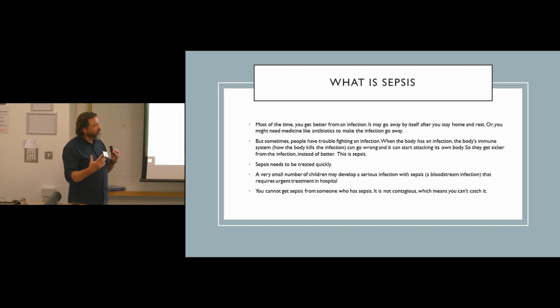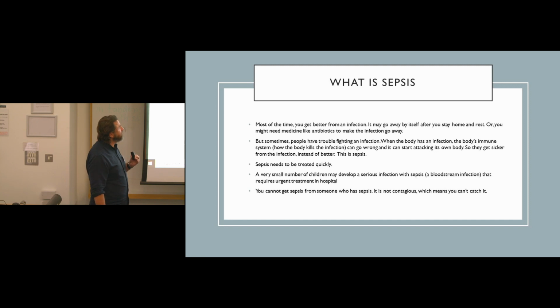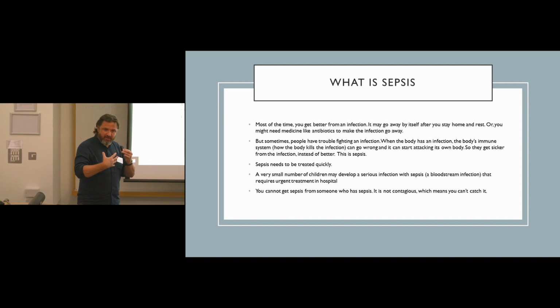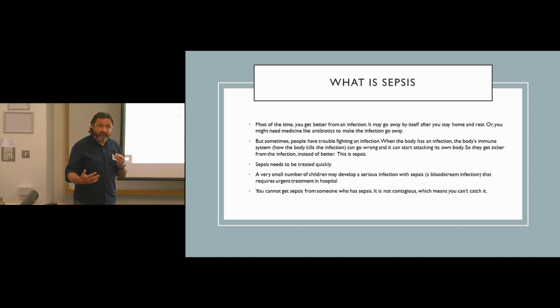But sometimes people have trouble fighting the infection. They may have an underlying chronic health condition. They may be ill underneath it, and they get infection on top, and it makes it hard to fight the infection. And sometimes your body's immune system can go wrong, so it starts attacking its own self. So people get sicker from the infection rather than better. And sepsis needs to be treated very, very quickly, otherwise you can end up in what Ofran was talking about, in intensive care. But very small children get sepsis, sometimes we call that blood poisoning or bloodstream infection.